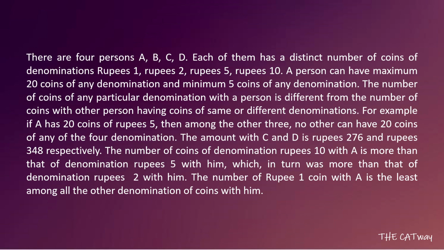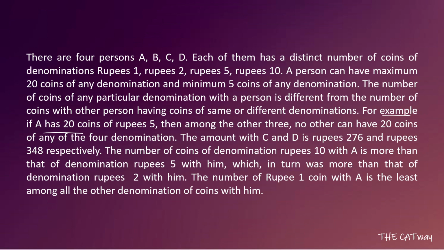For example, if A has 20 coins of rupee 5, then among the other three, no other can have 20 coins of any of the four denominations. Now take this strictly as an example only, do not take it as a part of the question. Do not consider that A has 20 coins of 5 rupees, okay?